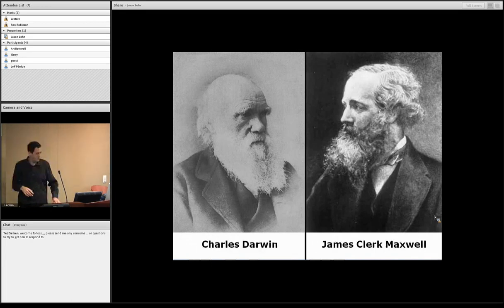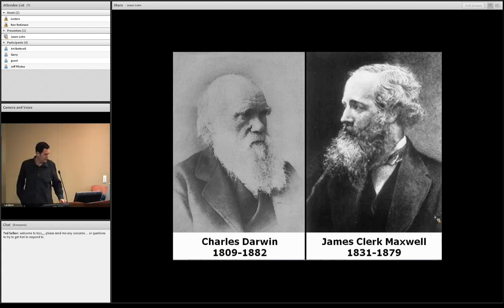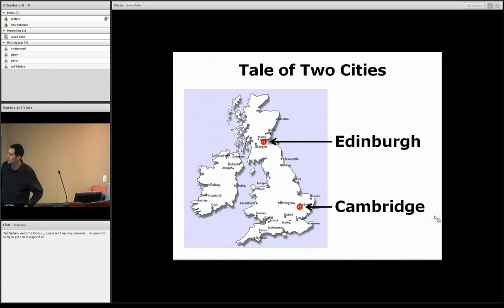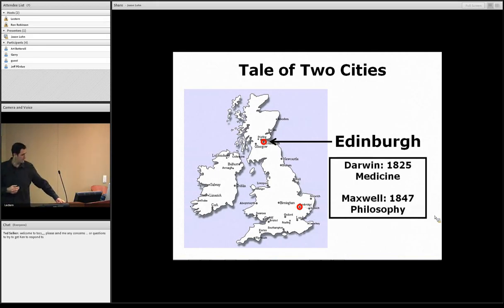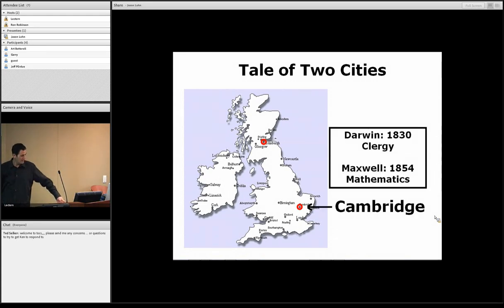So these two esteemed gentlemen, some of the biggest names in science, actually lived around the same time and also around the same place, Edinburgh and Cambridge. Why do I mention them? Well, we're going to take their discoveries and inventions and combine them when we use evolution to make antennas. A tale of two cities: Darwin in 1825 studying medicine in Edinburgh, and 1847 for Maxwell philosophy, and then in Cambridge 1830 Darwin was in the clergy and Maxwell was studying mathematics in 1854.